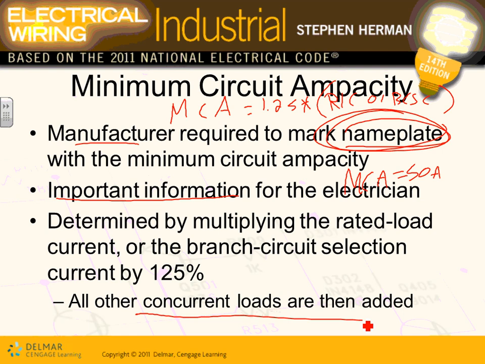They multiply 1.25 by rated load current. This is very important, guys. This is the second time we touched on that one. Minimum circuit ampacity. Whenever you have a chiller, you're going to ask your mechanical engineers, give me the minimum circuit ampacity so I can size my conductor. If it's 50 amps, no multiplication by 1.25. You just go to the table and size your conductor.